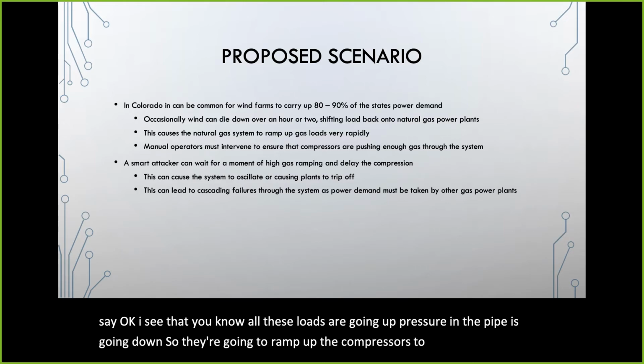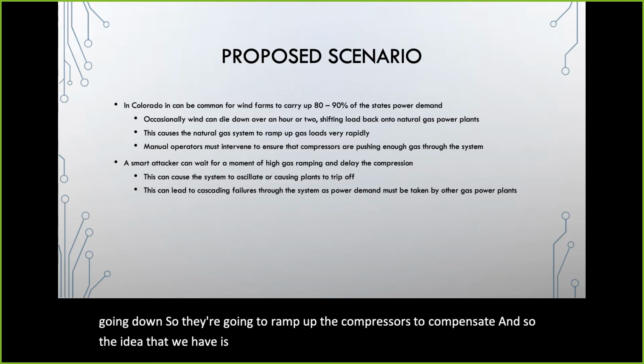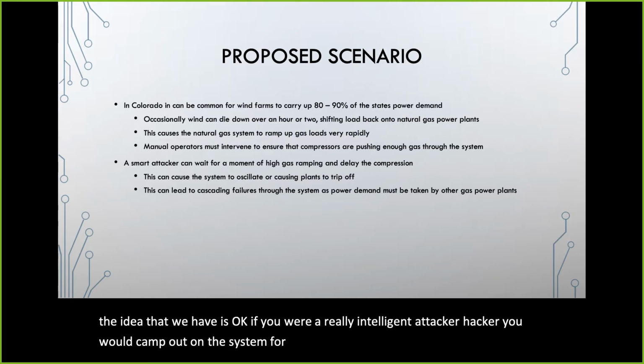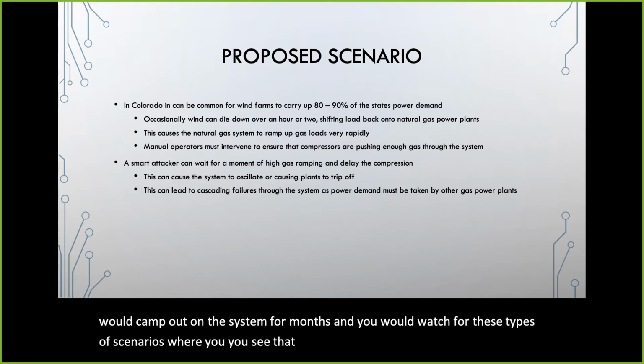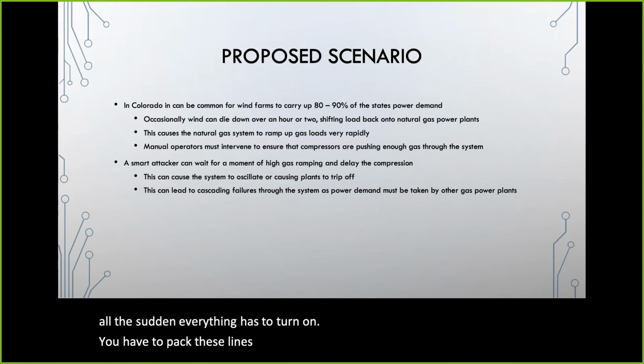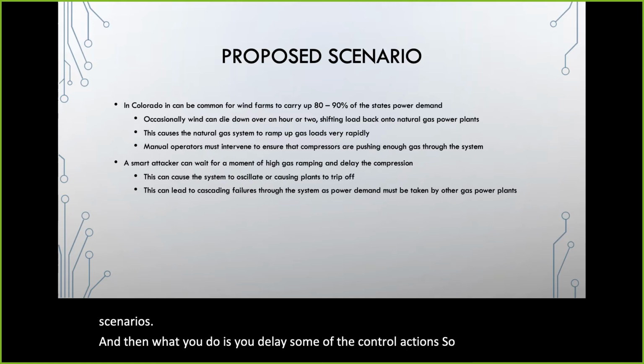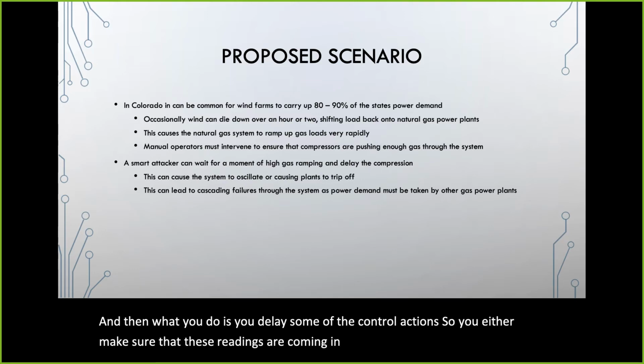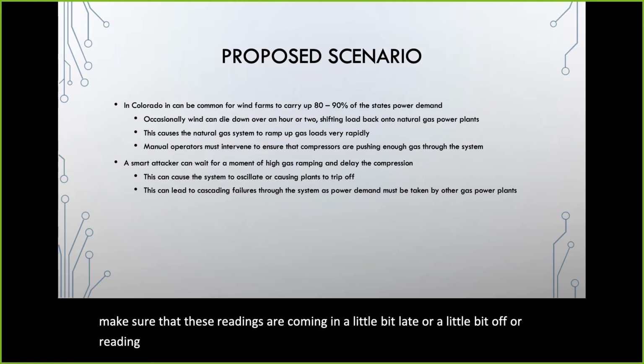And so the idea that we have is, if you were a really intelligent attacker or a hacker, you would camp out on the system for months, and you would watch for these types of scenarios where you see that the system is under a high level of strain, right? So all of a sudden everything has to turn on. They have to pack these lines with gas. So you wait, and you wait for one of those scenarios. And then what you do is you delay some of the control actions. So you either make sure that these readings are coming in a little bit late or a little bit off or reading a little bit higher in several different strategic locations, so that they don't quite ramp up the gas load to where it needs to be.